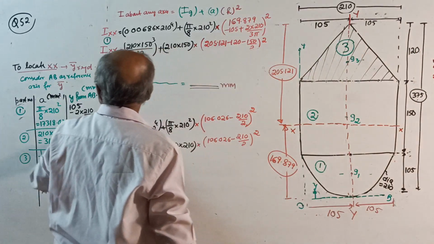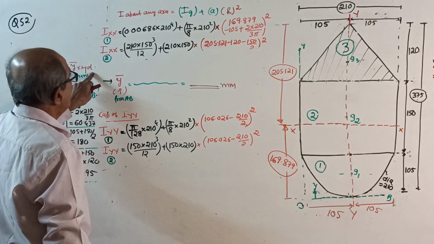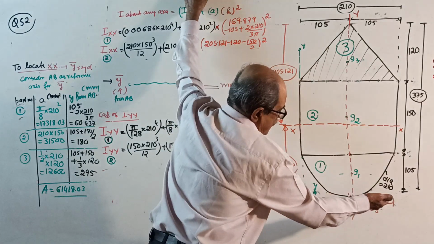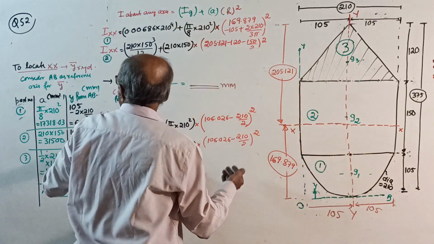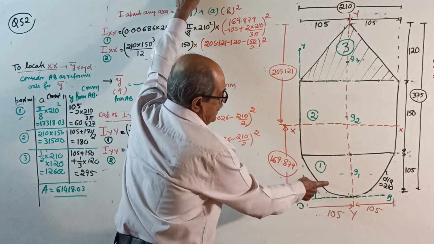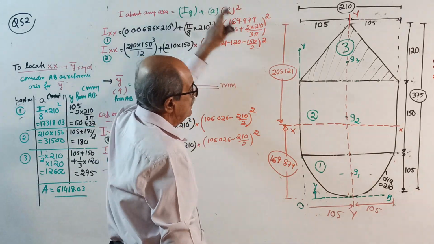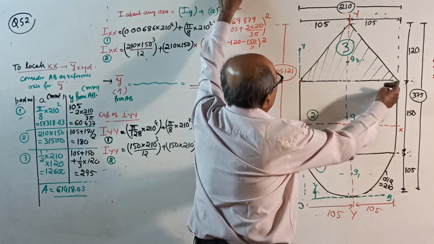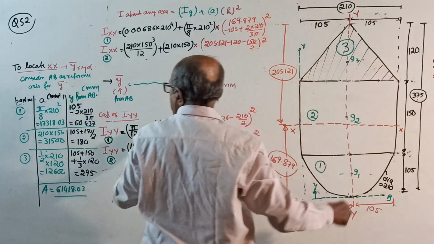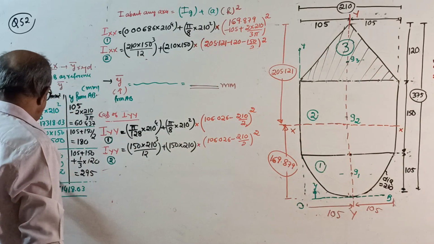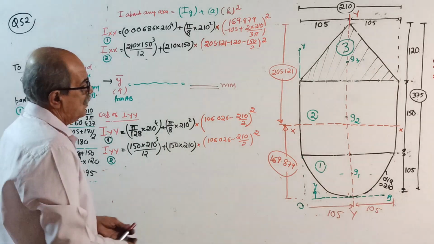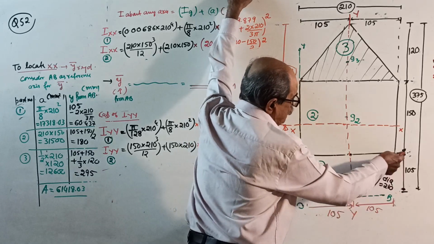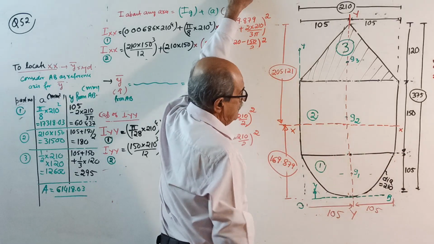Okay, start. To locate x-axis, y bar required. Consider AB as reference axis. See, AB for y calculation, y upward. Part number 1, area. I already told you just now. Part number 2, already explained. Part number 3 is half into 210 into 120. Half into 210 into 120, area will come, total area. y1, already explained. This distance, 105 minus 2d by 3 pi.